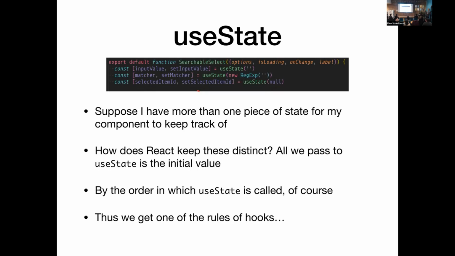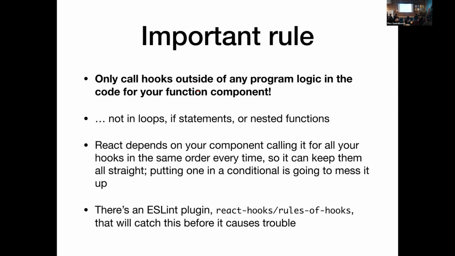So the answer, of course, is that the only way it knows is by the order in which I call those three. I have to call them in the same order every time, which should be natural because your function is going to always look the same. So React knows that the first one is input value and the second one is the matcher because I called that first and then that one second. That brings us to the one big rule of hooks: you have to call hooks always outside of any conditional program logic. If you try to call a hook inside an if statement, then depending on whether or not that if statement's then clause executes, you get different numbers of hooks being called and you can really screw React up. If you're lucky, React will catch you and give you a console error. If you're not, your component just behaves very, very strangely.